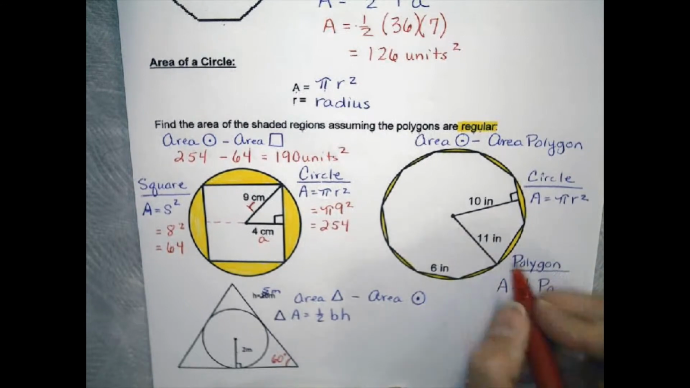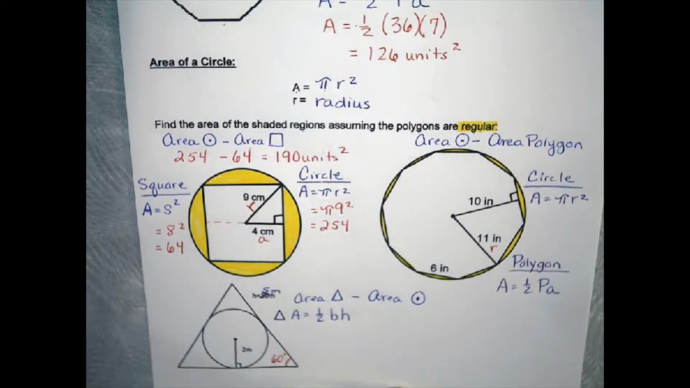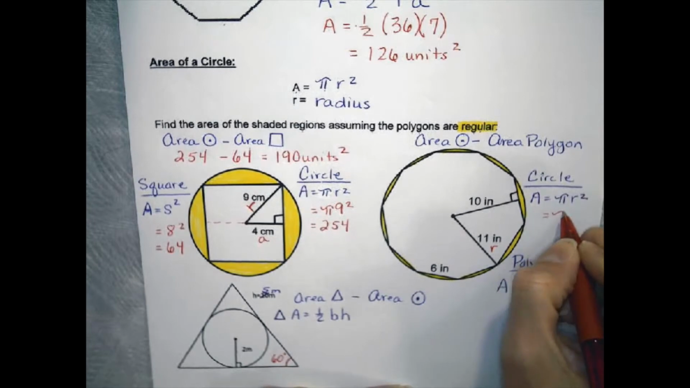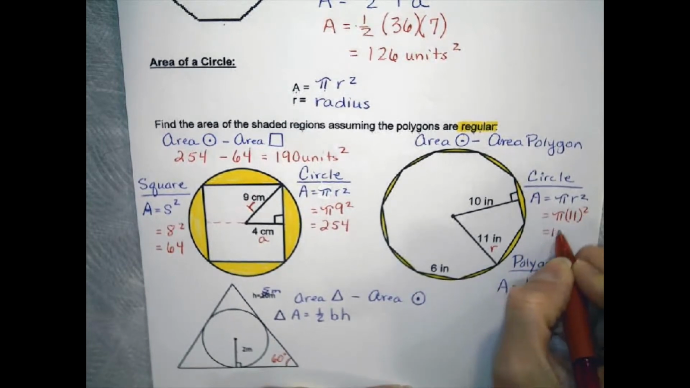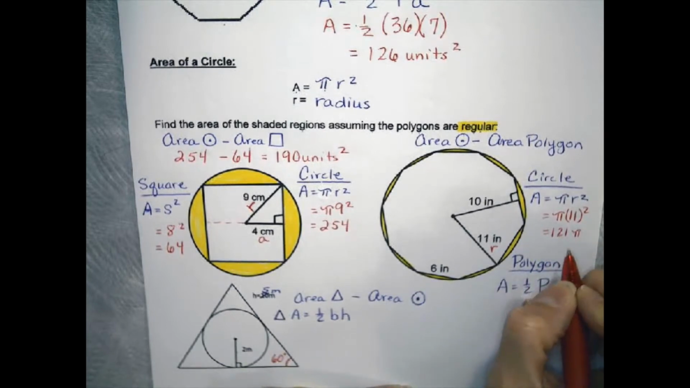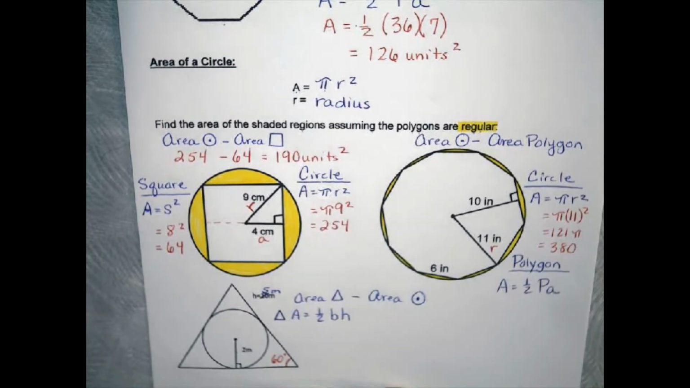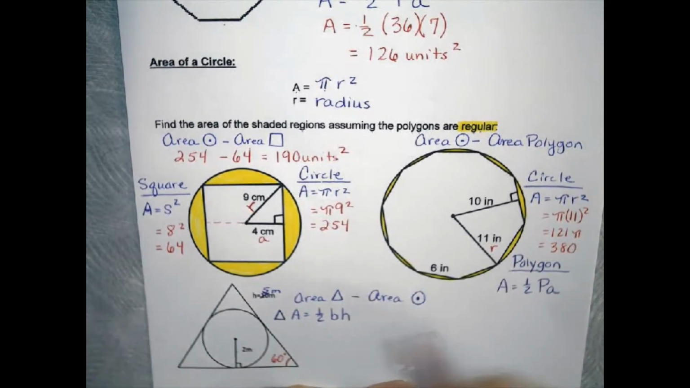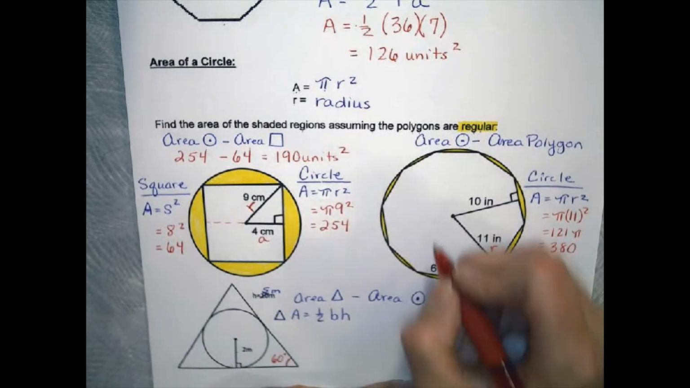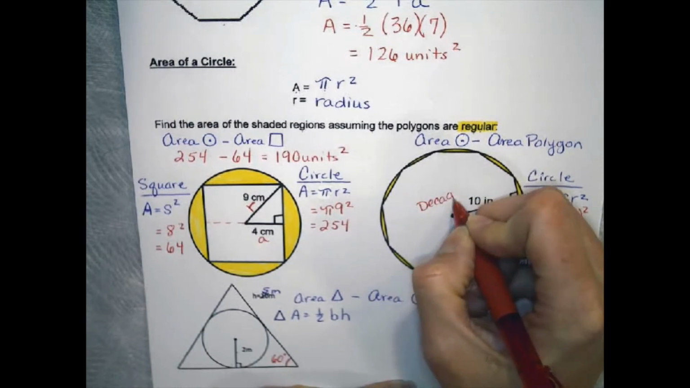So the area of my circle will be pi times 11 squared, which will be 121 pi, which equals 380 approximately. To find the area of my polygon, I first need to find the perimeter. So I need to know how many sides are in my shape. And if I count the sides, I will find that actually I have a decagon. And in this decagon, I have 10 sides.